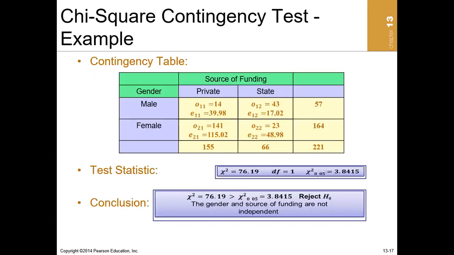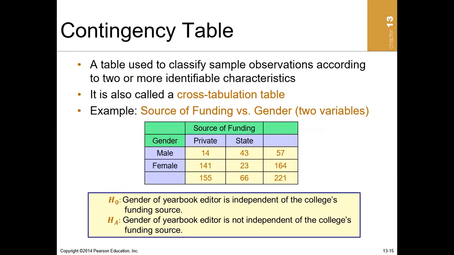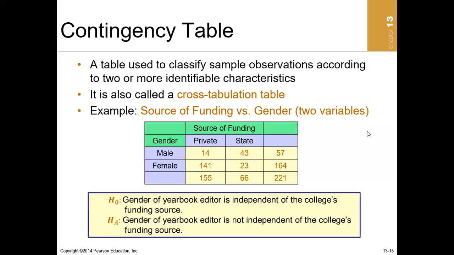So here, there is an example. Now, before we go into this example in detail, we must know how to state the null and alternative hypotheses for contingency analysis, all right?